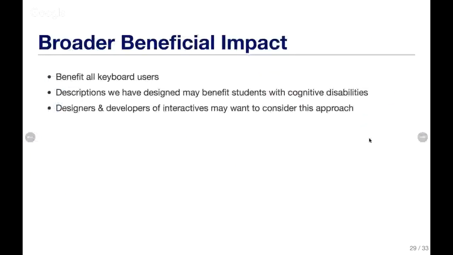So, broader beneficial impact. Some of the things are, even though we've designed for screen reader users so far, we are thinking about more users as we design. The immediate benefits for designing for the immediate broader impact is that when you design for screen reader access, you also make it accessible for anyone who uses the keyboard or more keyboard-like input devices like a switch.